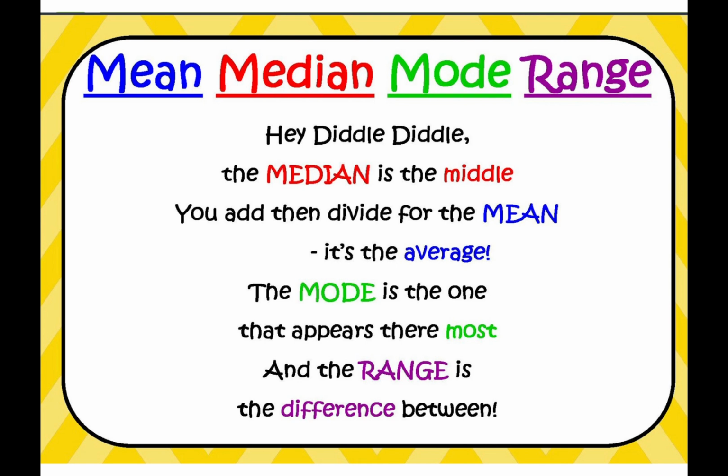If you have not done so already, please ensure that you have this rhyme taken down in your notes copies. Let's say it again. Hey diddle diddle, the median's the middle. You add and divide for the mean. The mode is the one that appears the most and the range is the difference between.